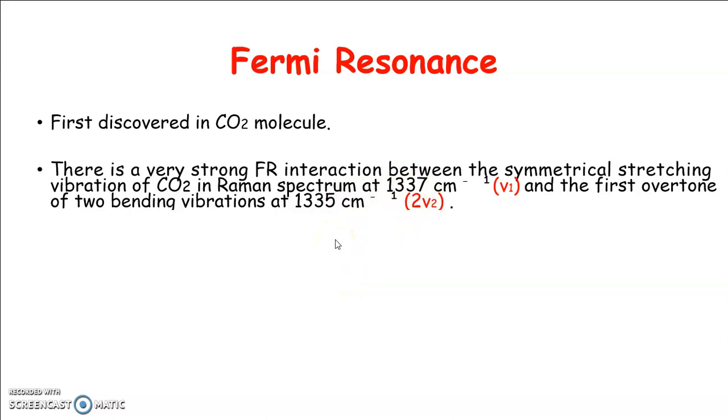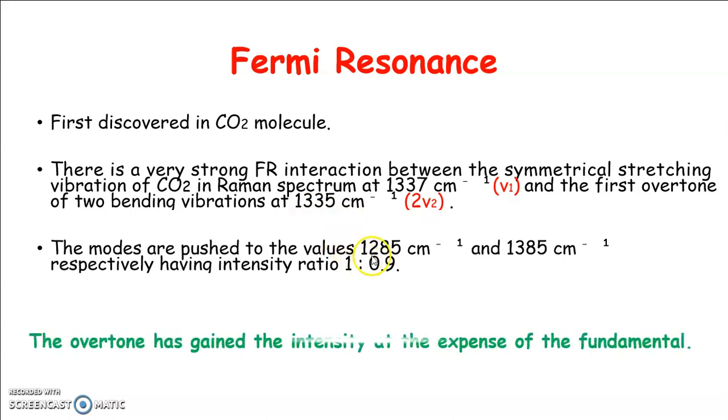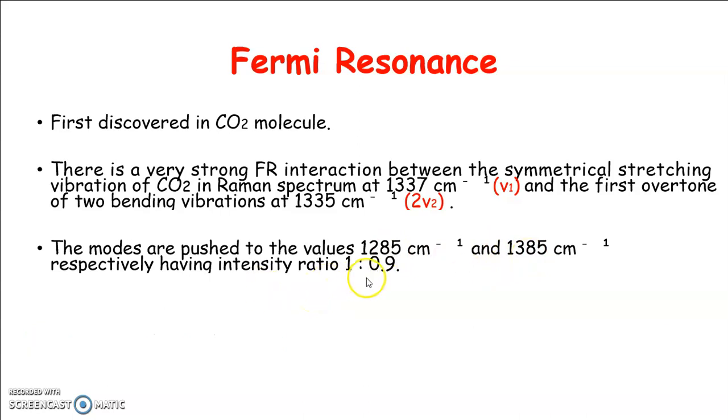Here, Fermi resonance occurs and the mutual perturbation of 1337 and 1335 gives rise to two bands at 1285 cm inverse and 1385 cm inverse, having an intensity ratio of 1:0.9.